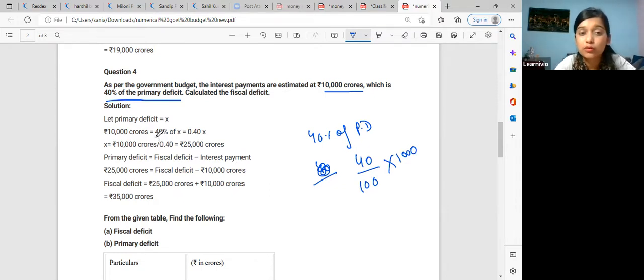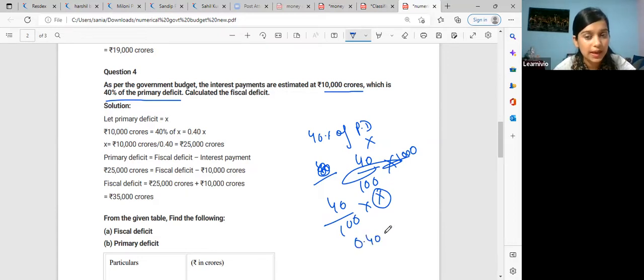Somewhere you will be solving it as 40% of X. Sorry, 40% of PD, primary deficit, this is X. So basically it is 40 upon 100 multiplied by X. Then if you solve it, it will be 0.40X. Because right now primary deficit is not given, it is only mentioned as 40% of this. That's why you solve it like this, 40 upon 100. This one we have done in the money creation part, right? This 40% of and all that. So 40 upon 100 multiplied by PD.